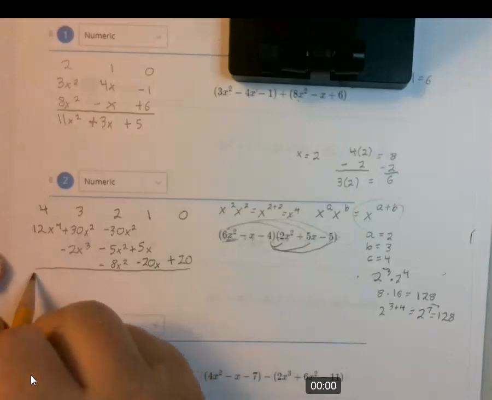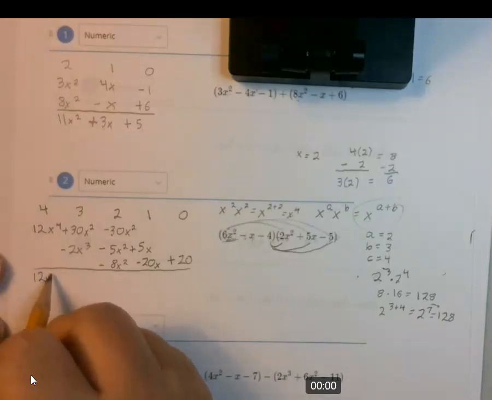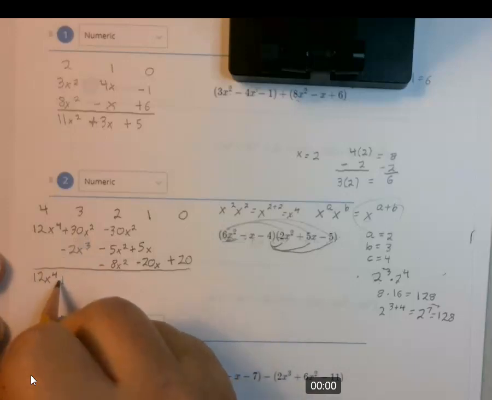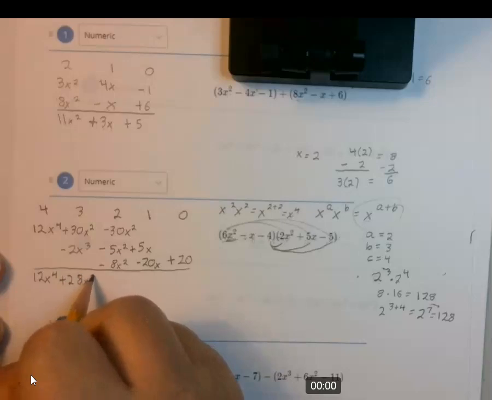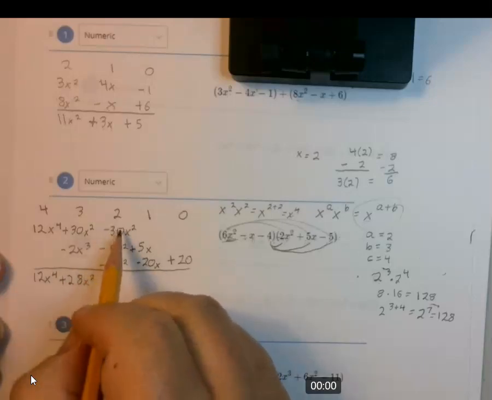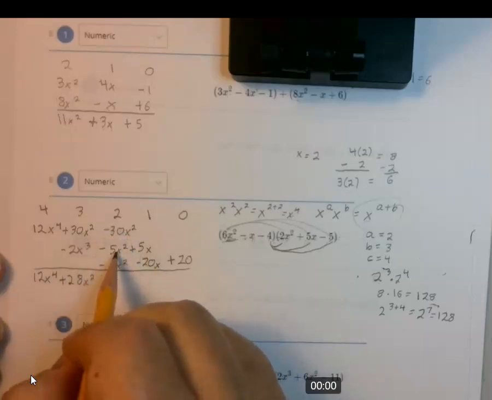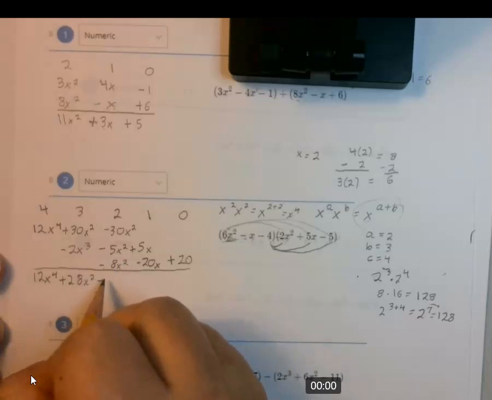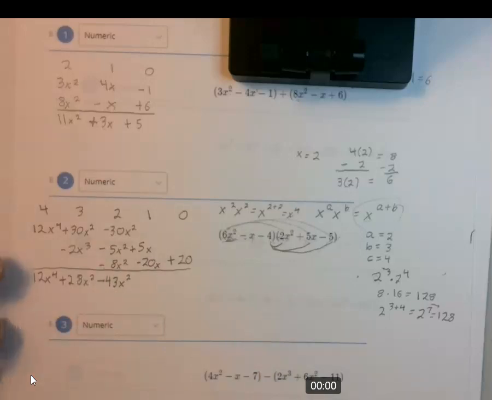So 12x to the 4th. 30 minus 2 is 28x, positive 28x squared. Okay, negative 30, you're going to go in the negative direction 5 more, that's negative 35, and then you're going to go in the negative direction 8 more, that gets you to negative 43. You do that on a calculator if you're not real comfortable with negative numbers, okay? And I'll show you how to do that.